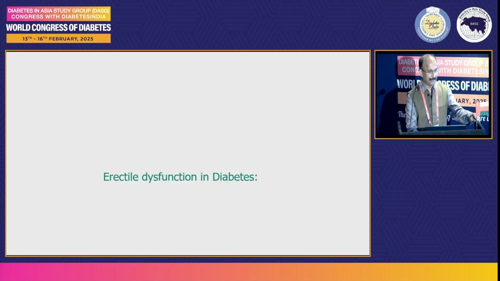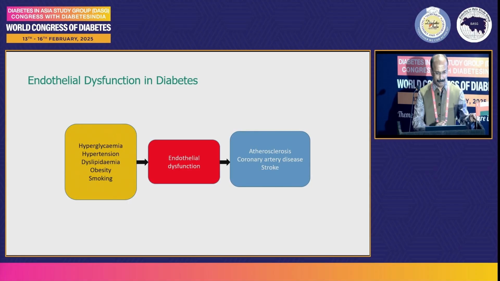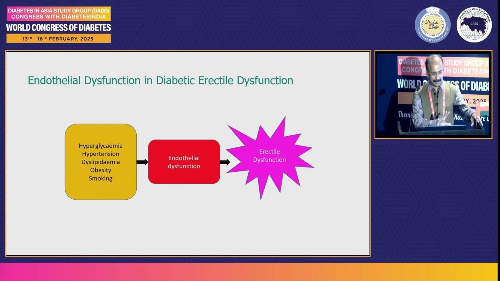Coming to endothelial dysfunction in diabetes, as we all know, hyperglycemia, hypertension, and dyslipidemia all contribute to endothelial dysfunction, which can subsequently progress to various atherosclerotic vascular diseases and stroke. So the same risk factors and endothelial dysfunction, if they affect the penile vasculature, manifest as erectile dysfunction.